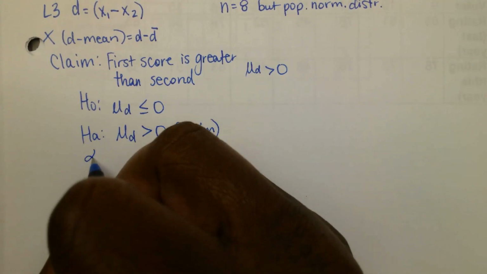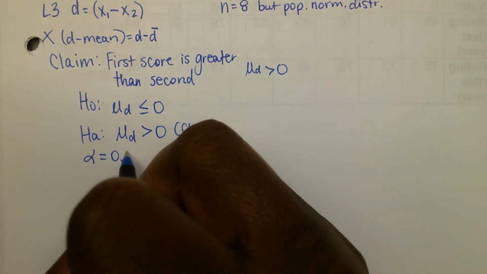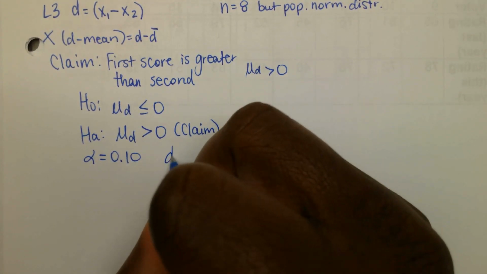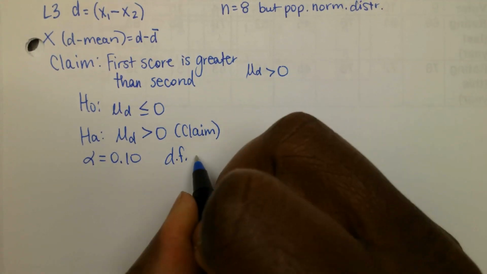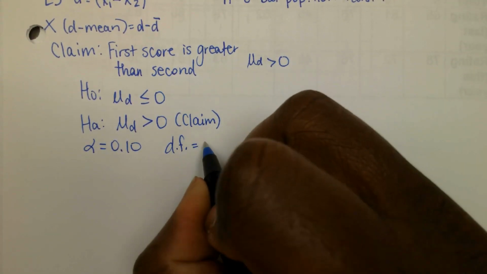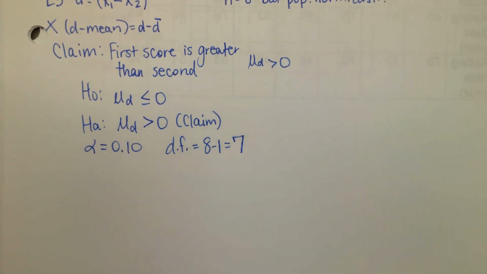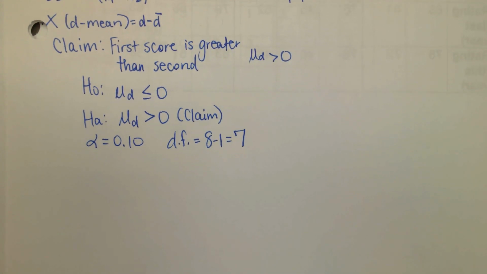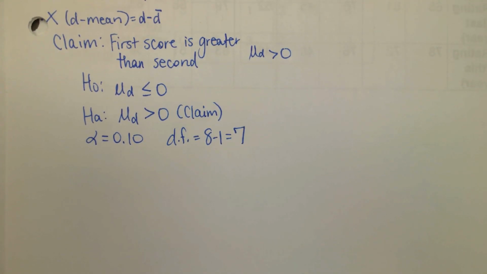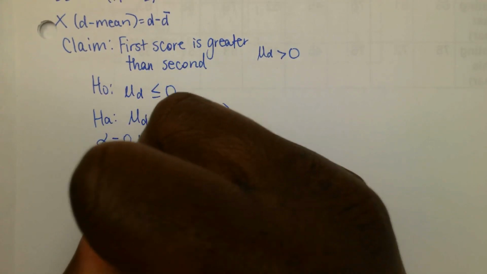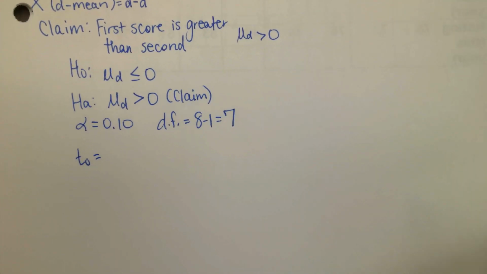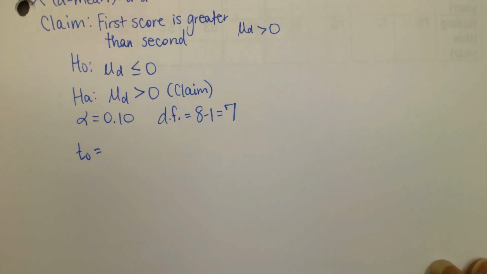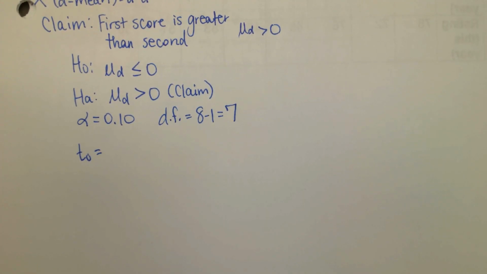All right, let's identify level of significance. 0.10. Our DF is going to be 8 minus 1, which is 7. We are looking at running that t-test. We're going to need a t-naught to compare with our t-test, or you can use your p-value, but they're going to ask you for t, so you might as well go ahead and run that t-test, find that t-naught.